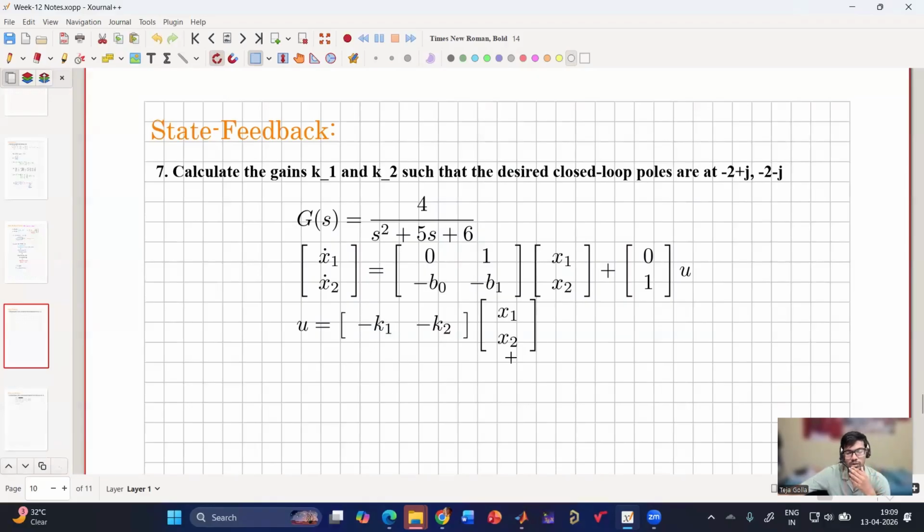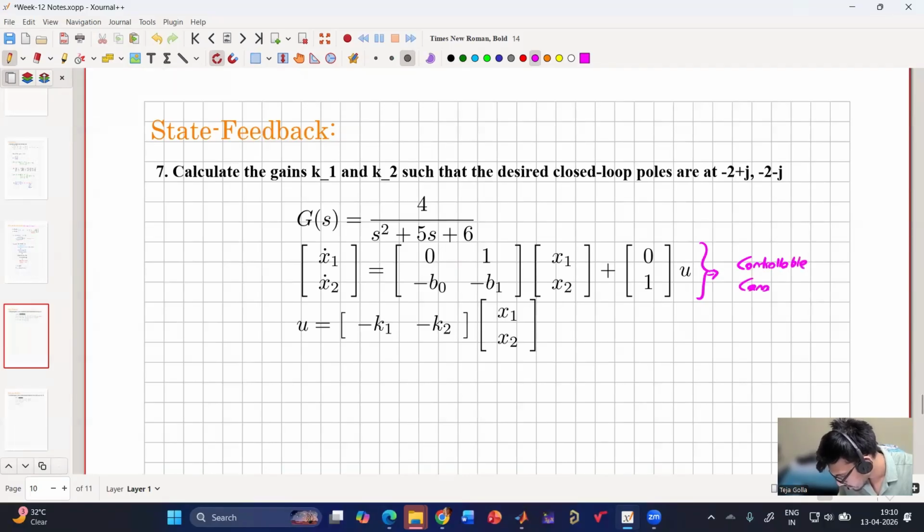First, we have to get the controllable canonical form representation. We are not given the state space representation, so we are supposed to calculate the state space representation, and then go to the question further. So let us see this controllable canonical form. Yeah, so we'll start solving.